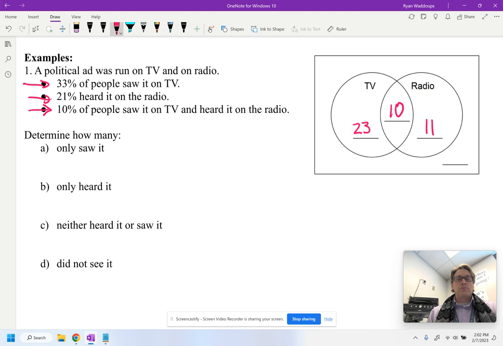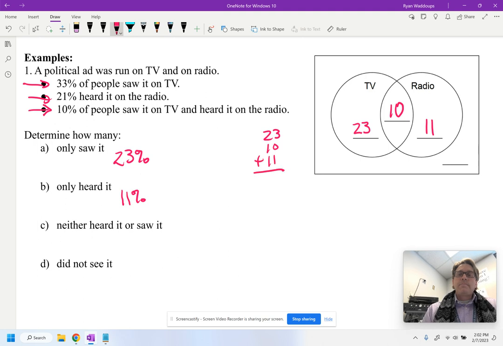So we can answer some of these questions. How many only saw it? 23%. How many only heard it? 11%. Neither heard it nor saw it. Now, we have to do a little calculation here. So we're going to go over here and we're going to say 23 plus 10 plus 11. We're going to add up all, this is the union, right? 11, 23, and 10, or 11, 10, and 23 all together. That's 44, right? Those people saw it or heard it?